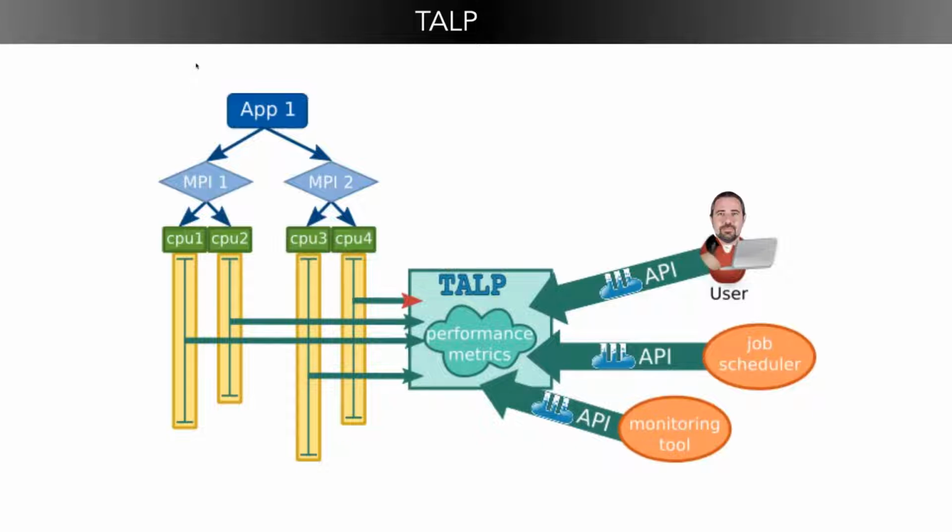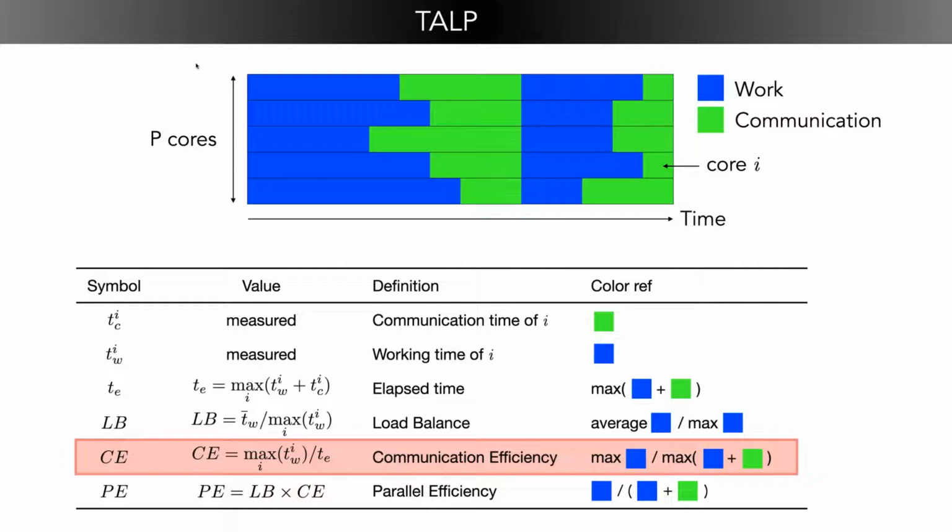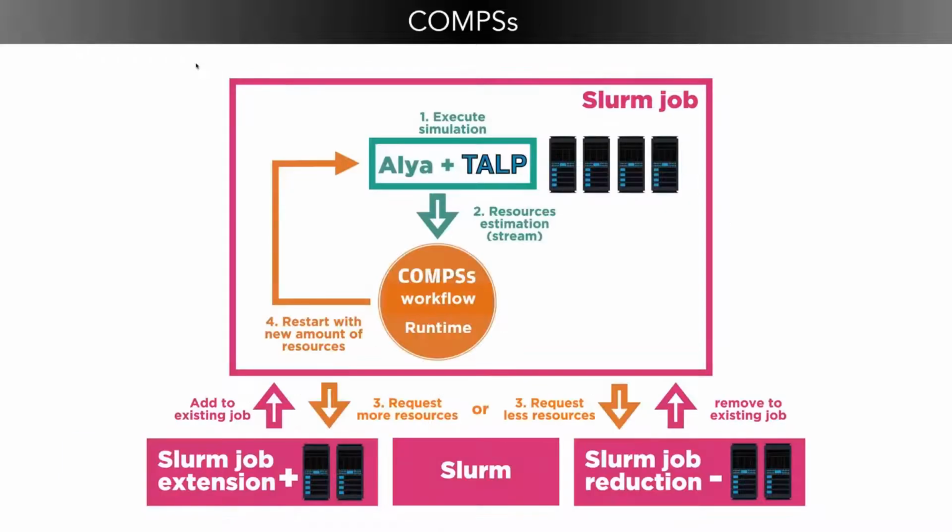So ALYA is talking to TALP. I'll go through that, and TALP gives you a measure of load balance and communication efficiency. Communication efficiency is, more or less, the time spent communicating. This summarizes the interaction with TALP and COMS. COMS is the workflow. We are inside the Slurm job, and COMS, according to what ALYA requires, if we need more or fewer resources, requests more or fewer resources from the batch system, and the batch system extends or reduces the allocation for this job.